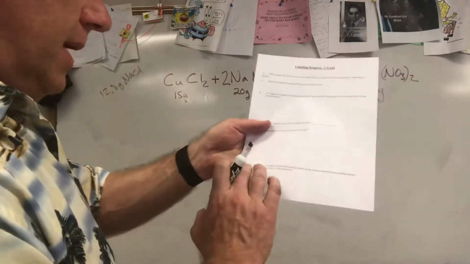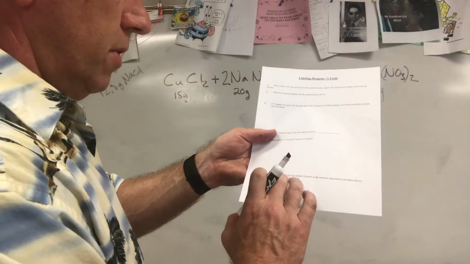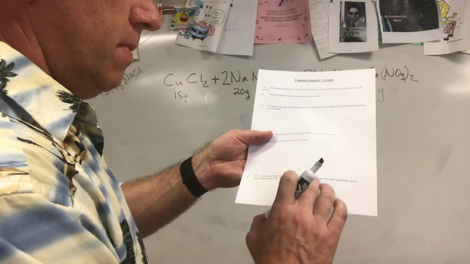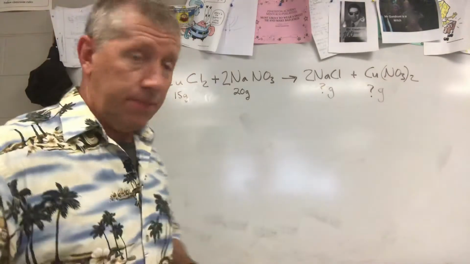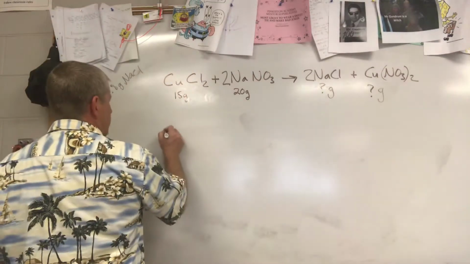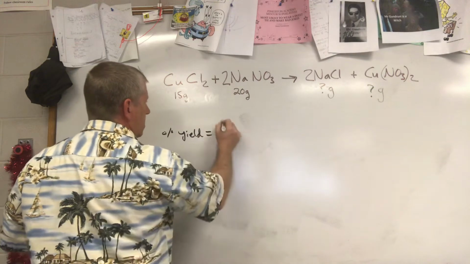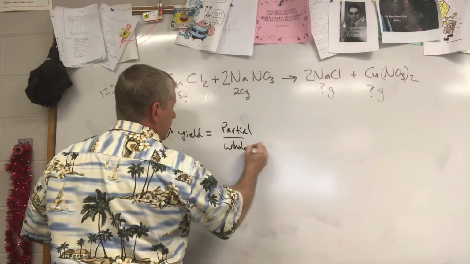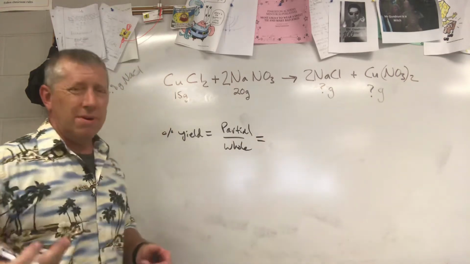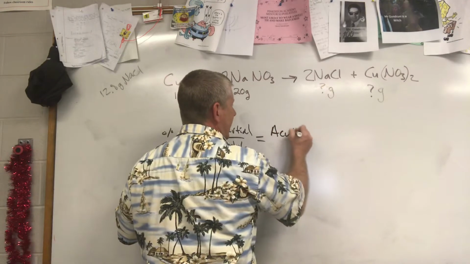This problem says, if 11.3 grams of the sodium chloride are actually formed in the reaction described in the problem above, what is the percent yield of this reaction? So our percent yield is going to be equal to partial divided by a whole. Well, that's any percent. But in this case, what does that mean, the partial? Partial is what you actually do get.